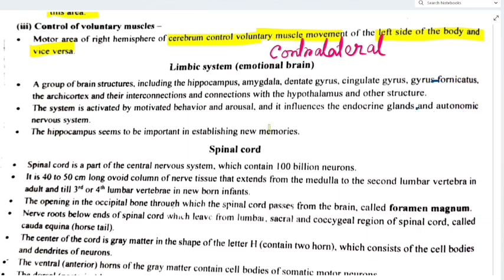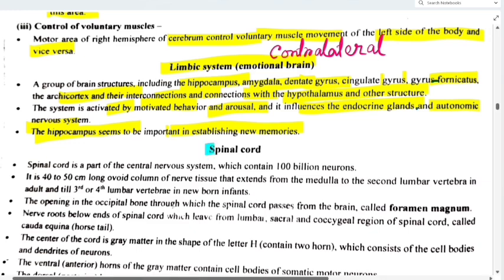Now coming to limbic system or emotional brain. A group of brain structures including the hippocampus, amygdala, dentate gyrus, cingulate gyrus, gyrus fornicatus, the archicortex and their interconnections and connections with the hypothalamus and other structures. The system is activated by motivated behavior and arousal. It influences the endocrine glands and autonomic nervous system. The hippocampus seems to be important in establishing new memories. Whatever new memories we are creating now, that is hippocampus. It is important to establish those new memories.